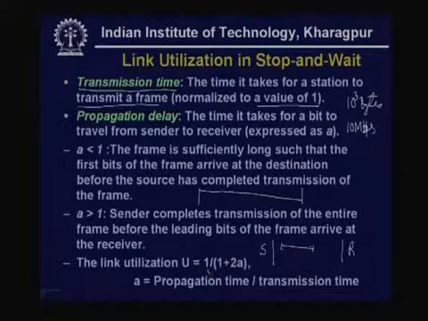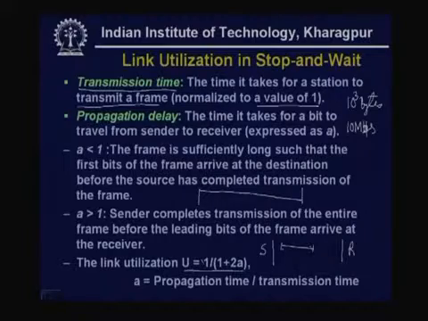And depending on this value of A, which is the propagation time by transmission time, it can be shown that the utilization of the link is equal to 1 by 1 plus 2A. So, you see, higher the value of A, utilization will be poor. On the other hand, smaller the value of A, utilization will be better.